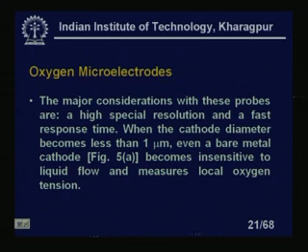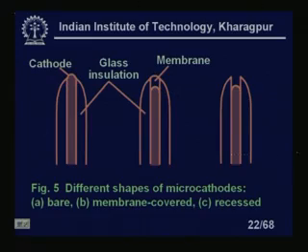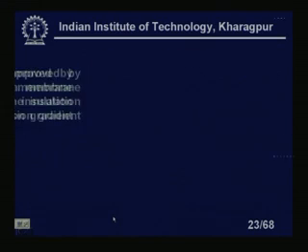When the cathode diameter becomes less than 1 micrometer, even a bare metal cathode, which is figure 5a, becomes insensitive to liquid flow and measures local oxygen tension or oxygen concentration. It is almost the same thing. You can see here 5a, b, c. This is a bare one, this is glass insulation, this is a cathode, this is a membrane, and this is like this one. Bare, membrane covered, and recessed, three different designs we have shown.